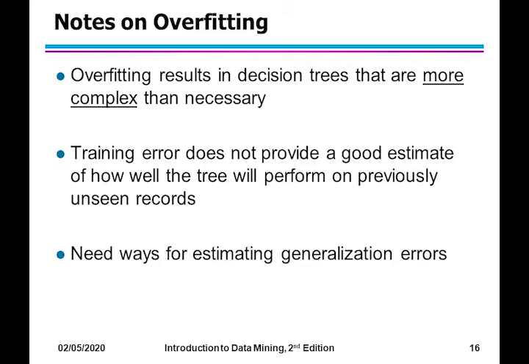Overfitting results in decision trees that are more complex than necessary, 필요 이상으로 복잡한 decision tree를 만들어냅니다. Training error does not provide a good estimate of how well the tree will perform on previously unseen record, 이전에 보지 못한 레코드에 대해서 트리가 어떻게 수행할지에 대한 추정치입니다. Need ways for estimating generalization errors, generalization error를 추정할 수 있는 방법들이 필요합니다.